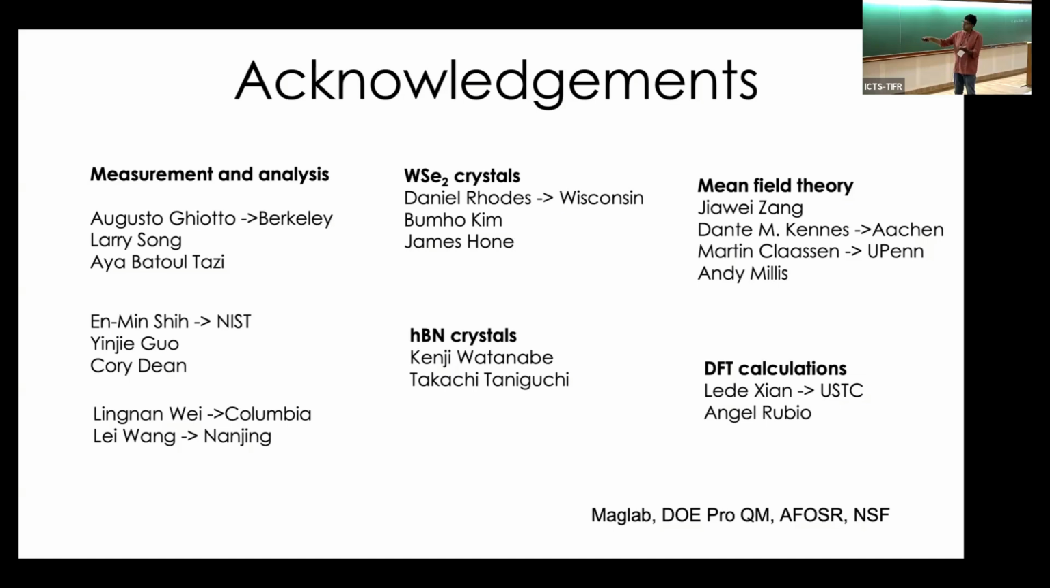This is one of Corey Dean's students, Inji. And I work very closely with Corey and Jim Hone. They are the people who teach me all this 2D stuff. And then there's hexagonal boron nitride, of course. I'm sure many of you know these friends of everybody. And then a lot of theory, especially Andy Millis and his group, but also Angel Rubio and his group.